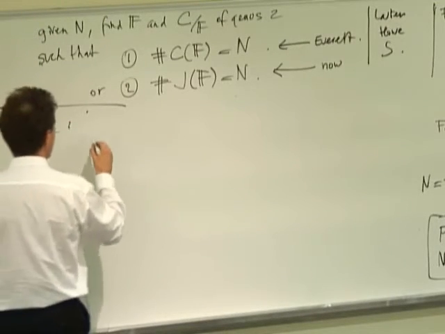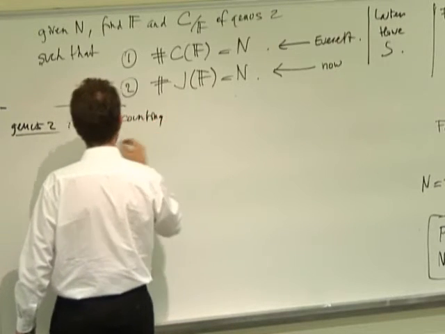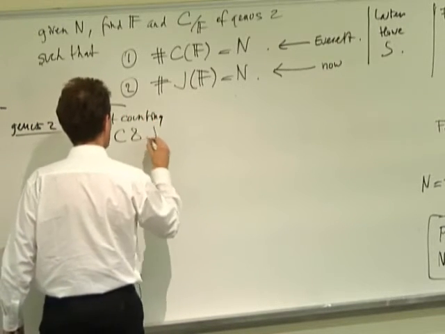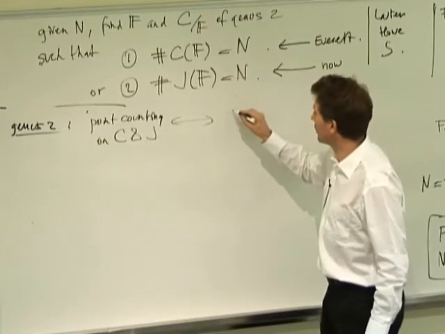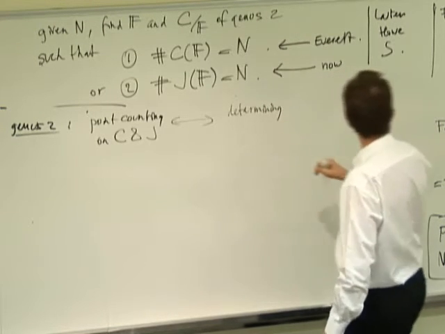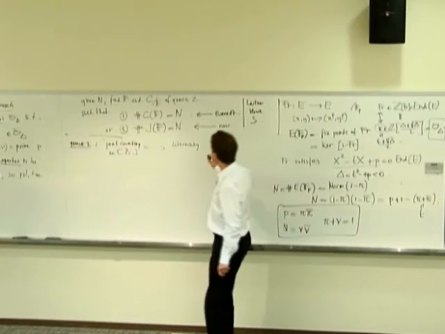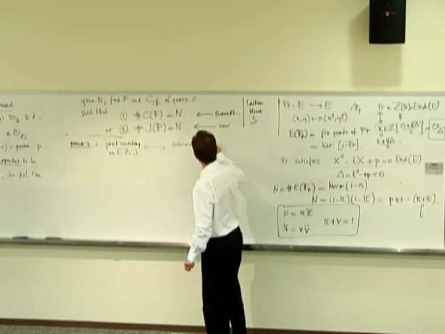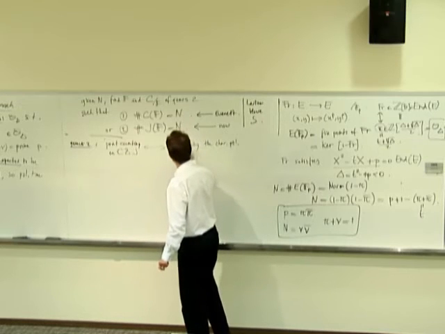You also have point counting on the curve, and its Jacobian is basically the same thing as determining the number pi that is the root of the characteristic polynomial of Frobenius. So determining the characteristic polynomial of Frobenius.